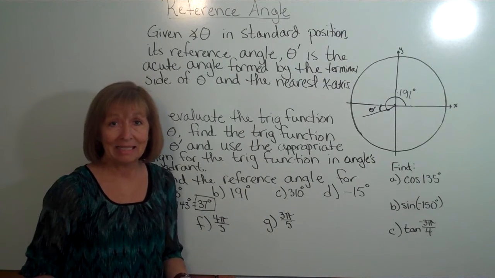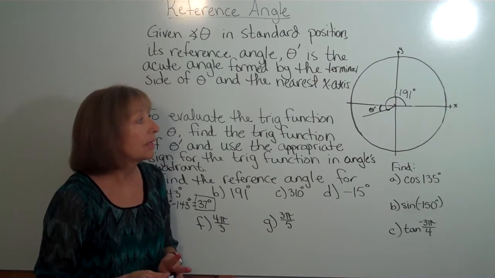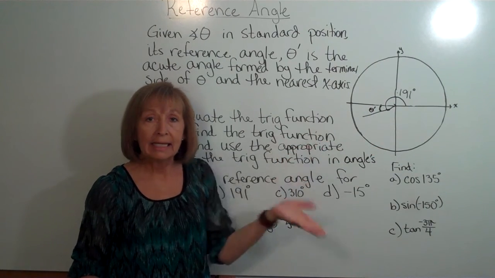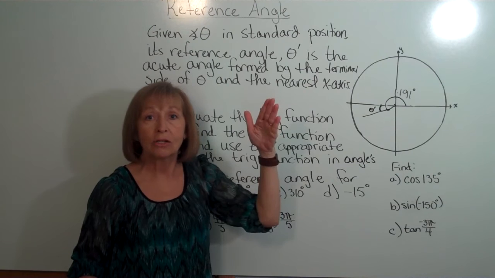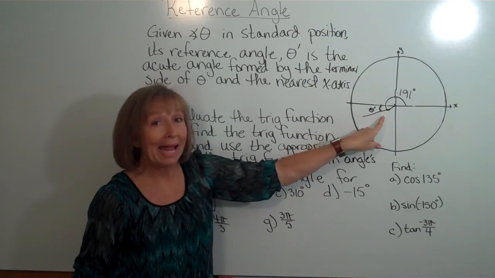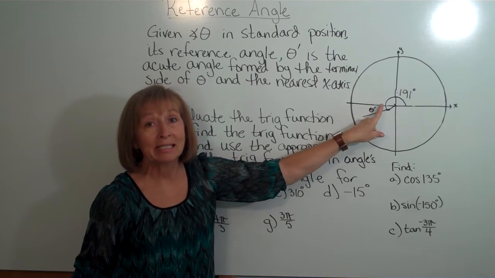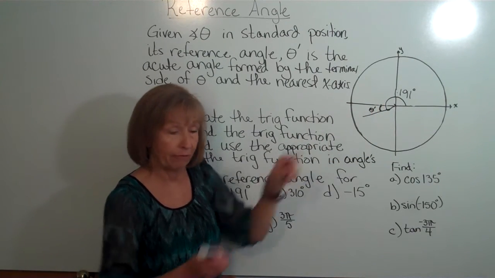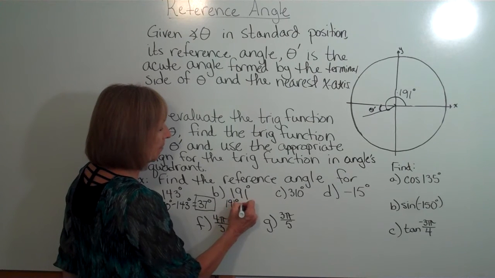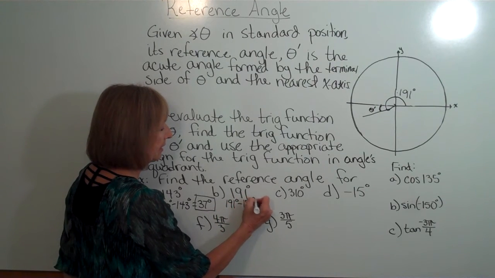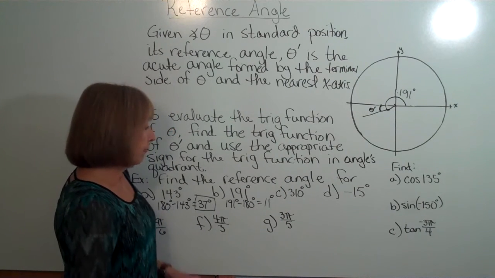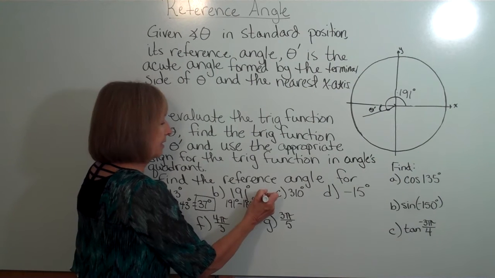Now in this case, because the original angle's terminal side is in the third quadrant, it went beyond the x-axis, that's the closest one that I would go back to. I need to take the angle measurement minus the 180 to get what that reference angle is. So my 191 degrees minus the 180 degrees is going to give me 11 degrees. So my reference angle for that one is 11 degrees.